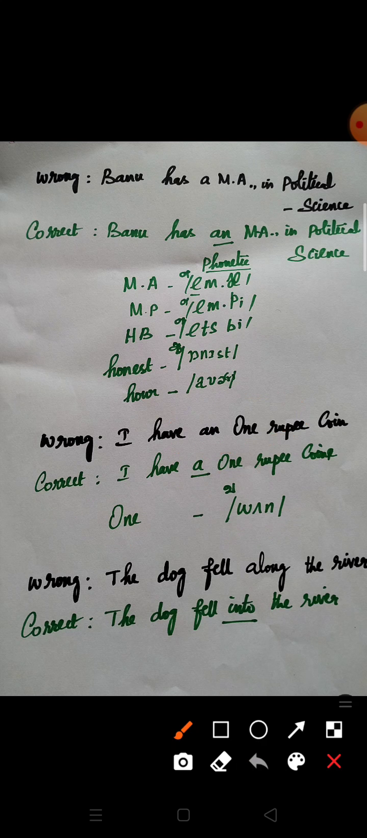Next pattern. The dog fell along the river. So this is an error in preposition. Fell along the river. Along means going beside the river, together with the river. But when it does not go along with the river, and instead goes inside the river, we use into. The dog fell into the river. This is an error in preposition. Okay. Shall we go next?